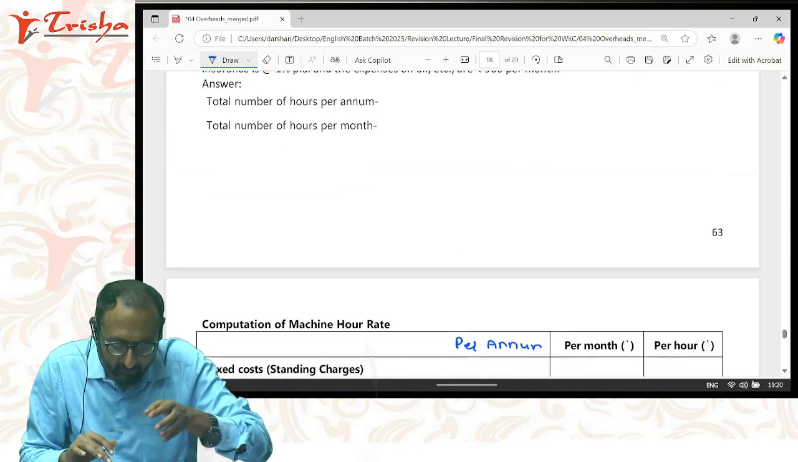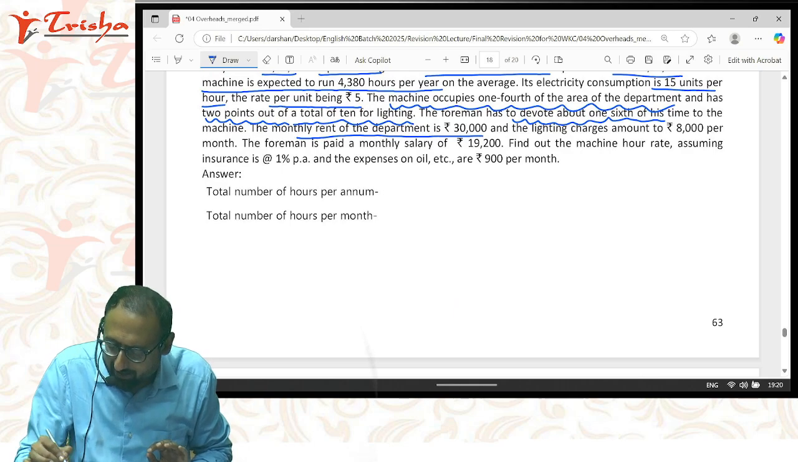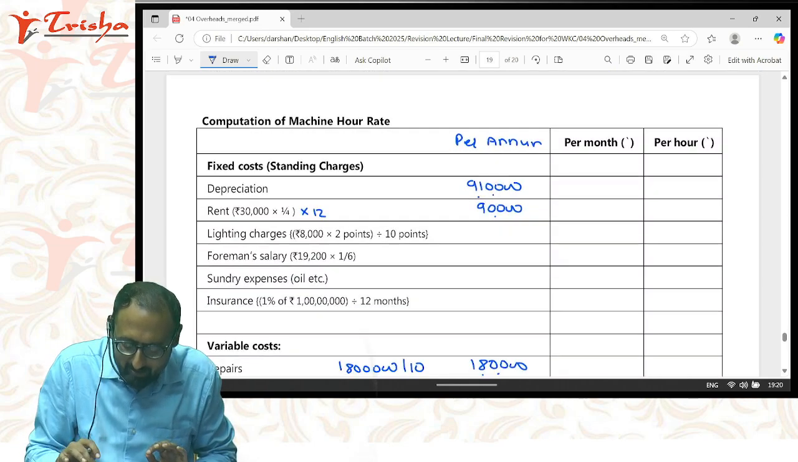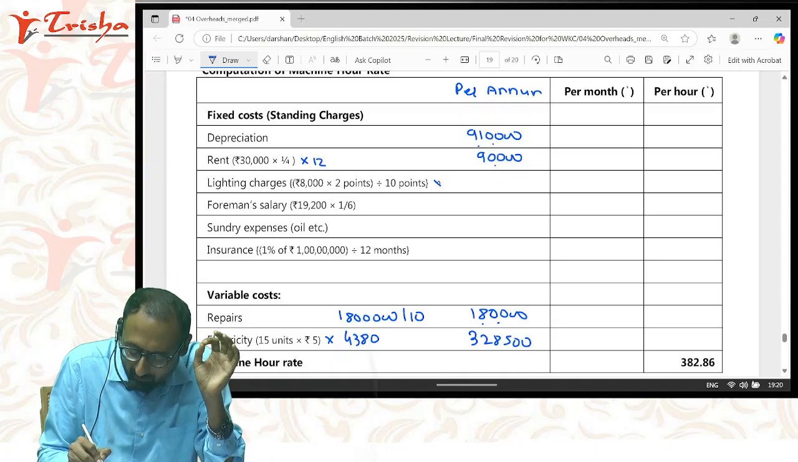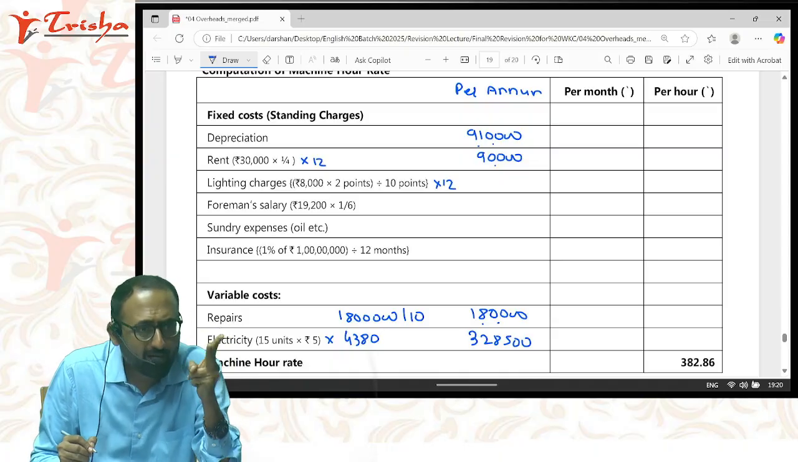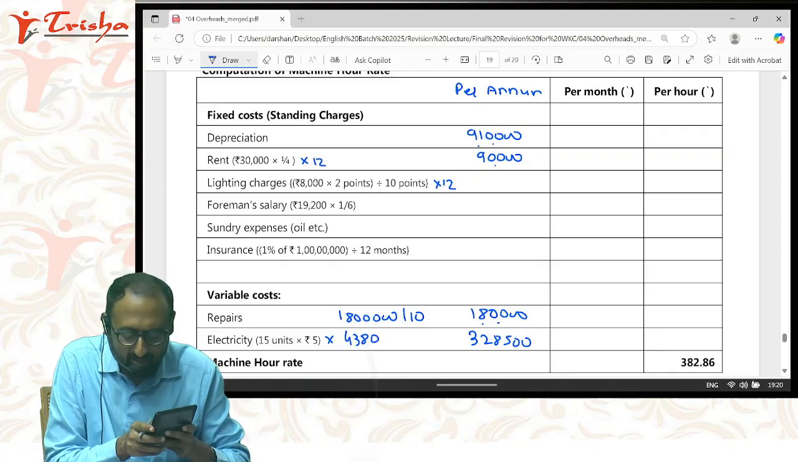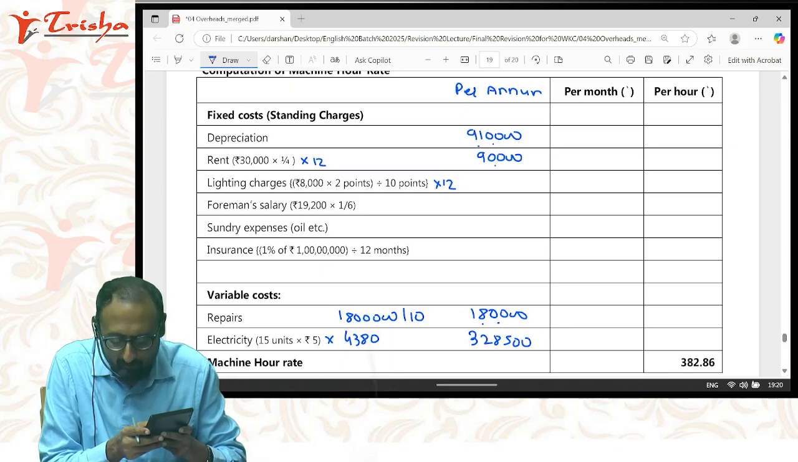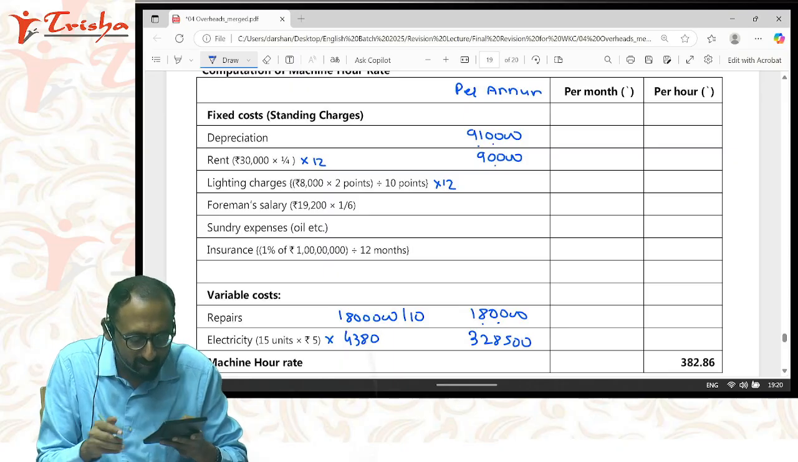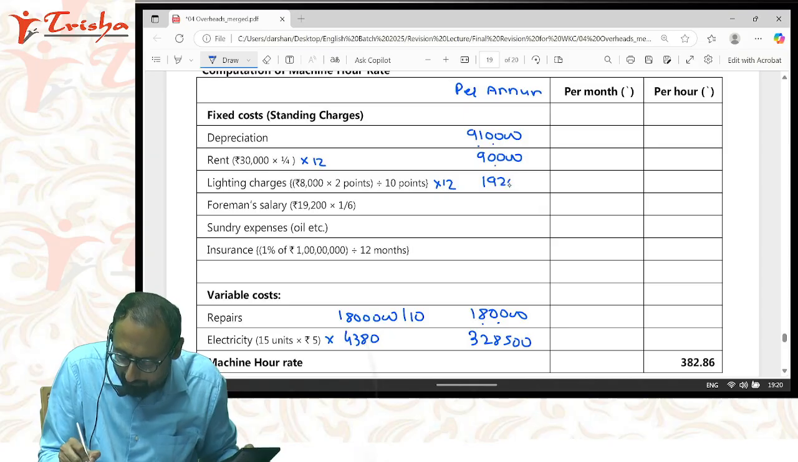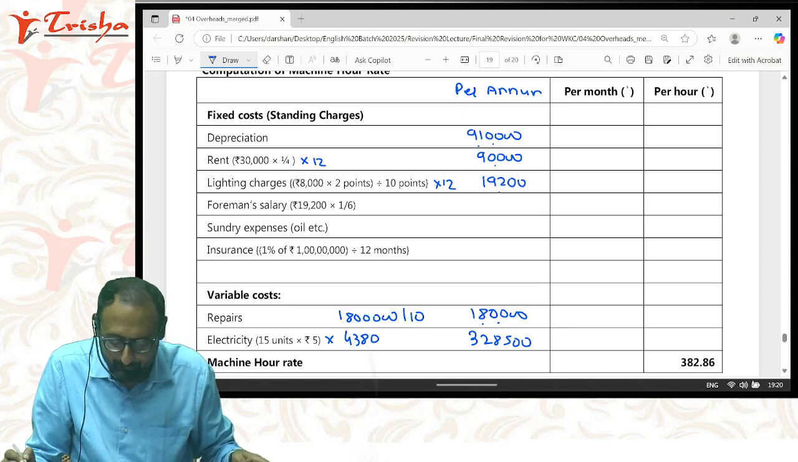Next one. After that, lighting charges are 8,000 per month. Sirji, 8,000 per month multiplied by 12 months. 2 light points out of 10 light points are only applicable to this machinery. So, Sirji, 8,000 multiplied by 12 multiplied by 2 divided by 10. Is it 19,200? Yes or no?